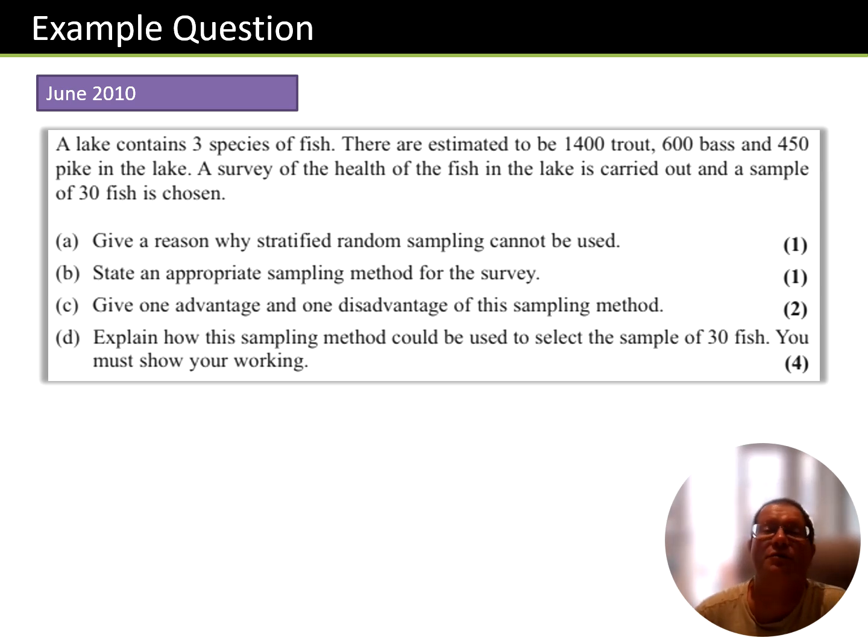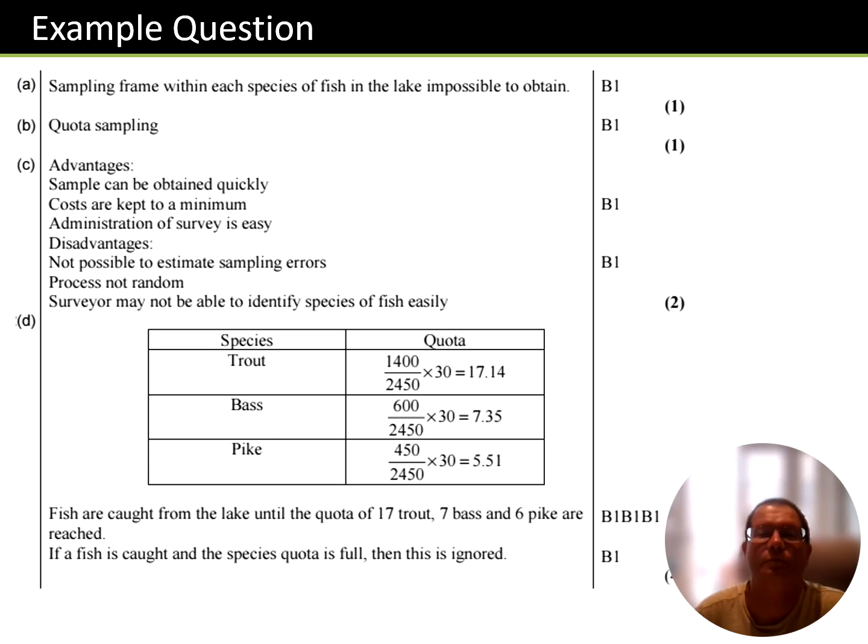So let's see what the answer actually says. Okay, so looking at the answers, part A, they've acknowledged the fact that there's no possibility of a sampling frame, so that's why we can't use stratified sampling, which is a random sampling method requiring a sampling frame. Part B, quota sampling. So yes, if you want your groups or your strata, then the only one out of non-random sampling you're going to pick will be the quota sampling.